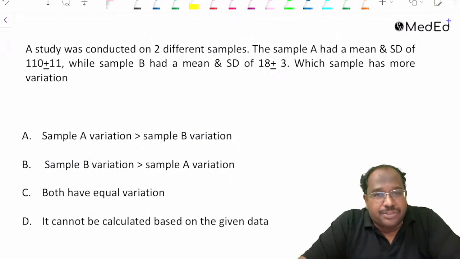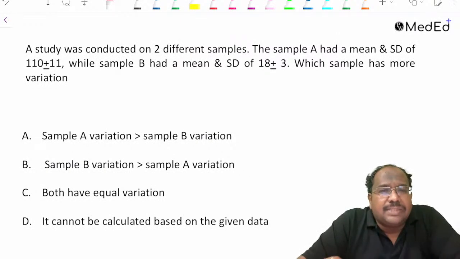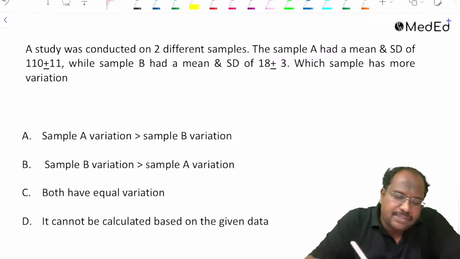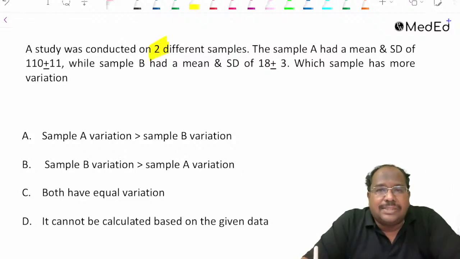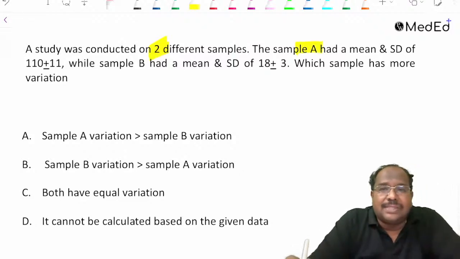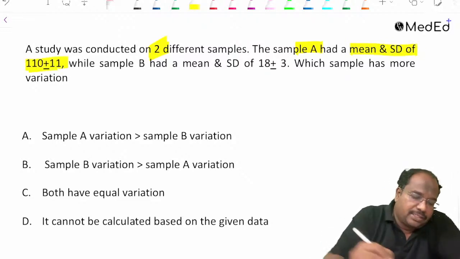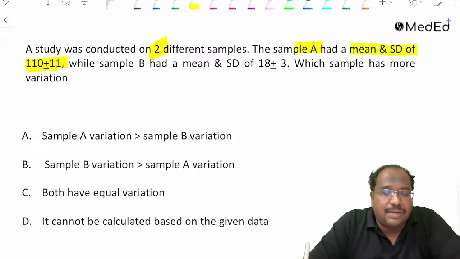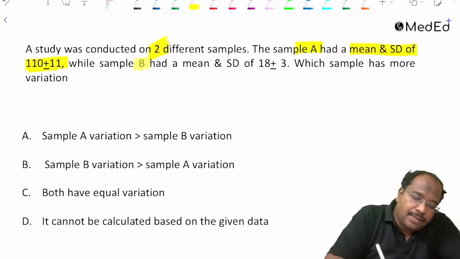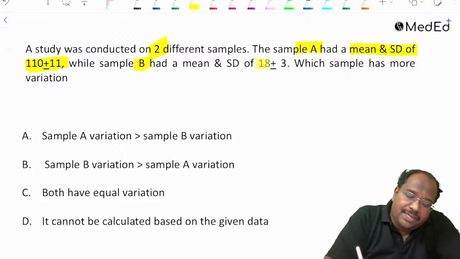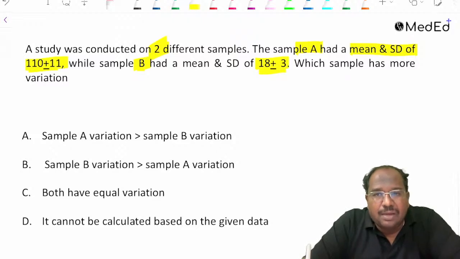We'll go to the second question. The study was conducted in two different samples. Sample A has a mean and standard deviation of 110 plus or minus 11. Sample B, the mean and standard deviation is 18 plus or minus 3. Which sample has more variation?